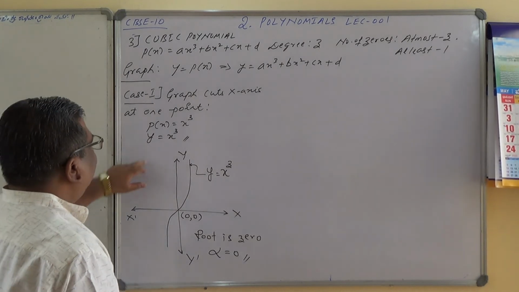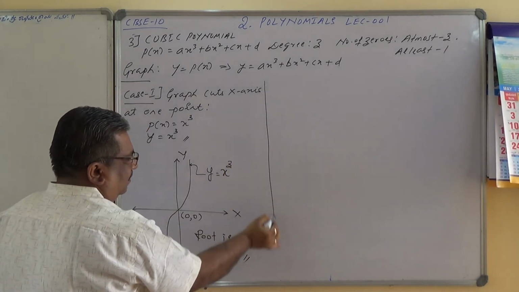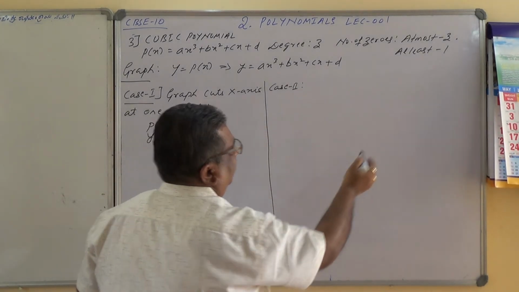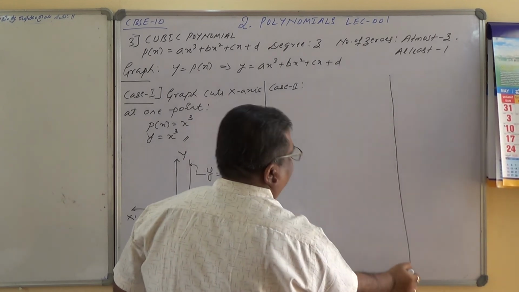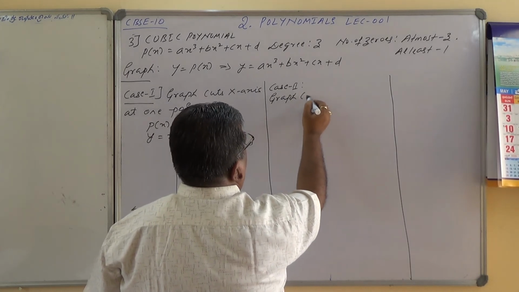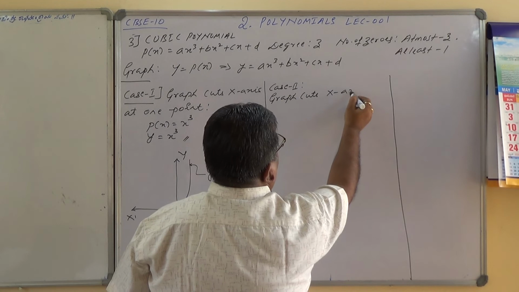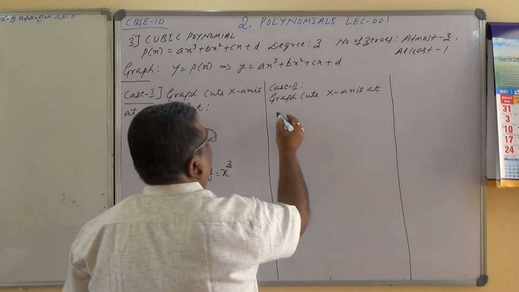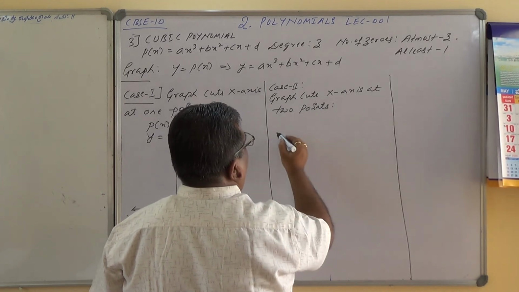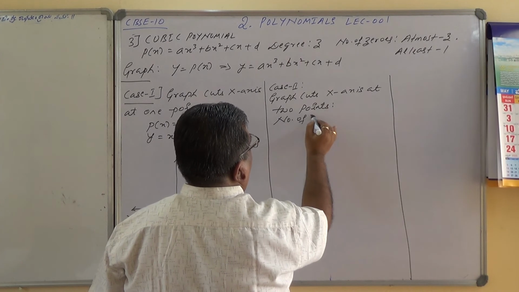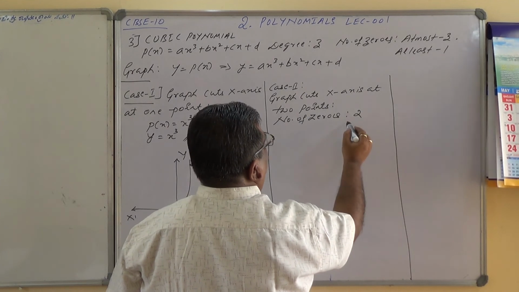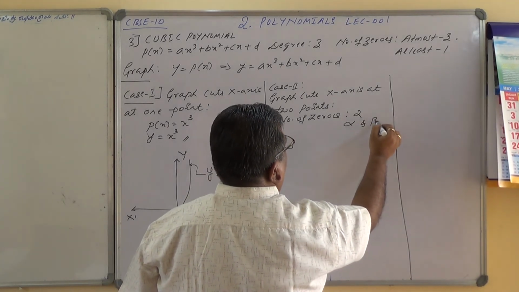Let me take another example. Second example here. Case 2. And let me write case 3 also here within this space. Case 2. Graph cuts the x-axis at 2 points. Therefore number of zeros is 2, namely alpha and beta.